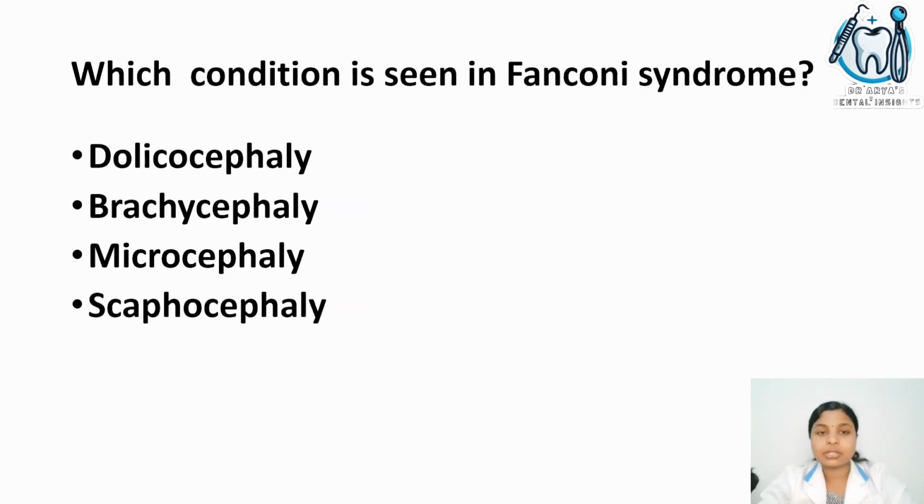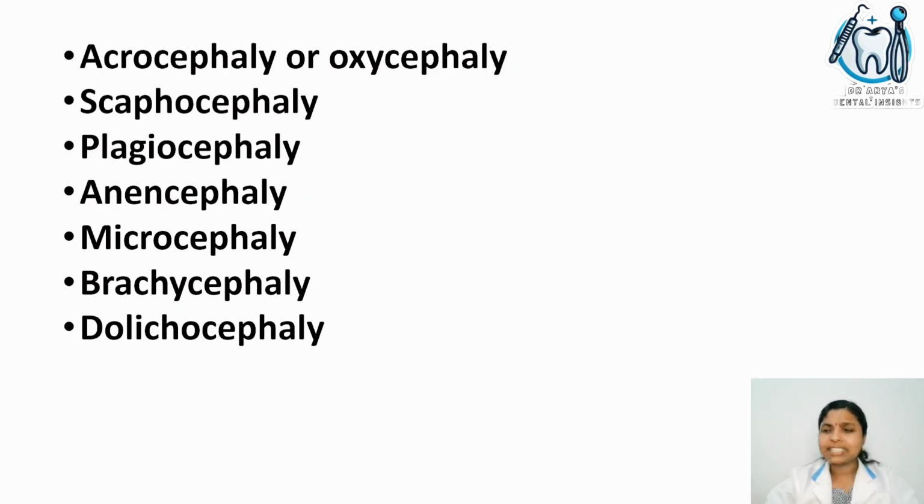So coming to the next question, which condition is seen in Fanconi syndrome? Dolichocephaly, brachycephaly, microcephaly, or scaphocephaly? Let's see some conditions. That is acrocephaly or oxycephaly, scaphocephaly, plagiocephaly, anencephaly, microcephaly, brachycephaly, and dolichocephaly. So let's see one by one.